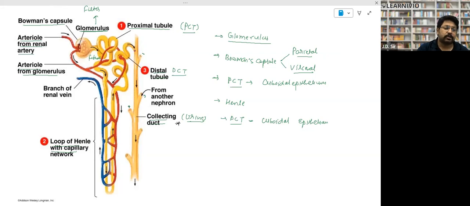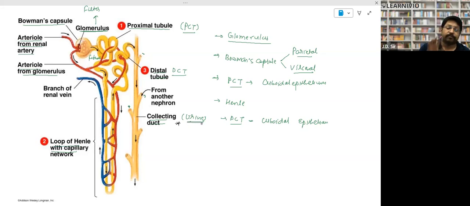Then this part is called DCT, distal convoluted tubule. Distal means away from the glomerulus. So away from the glomerulus, that's what distal means. And again, convoluted tubules mean folded tubules. Then when DCT meets this main pipeline, which is called collecting duct, right? When this filtrate reaches the collecting duct, we start using the term urine.